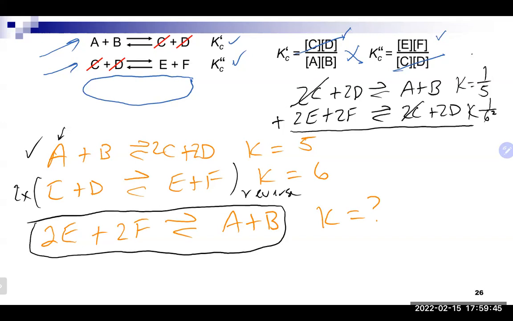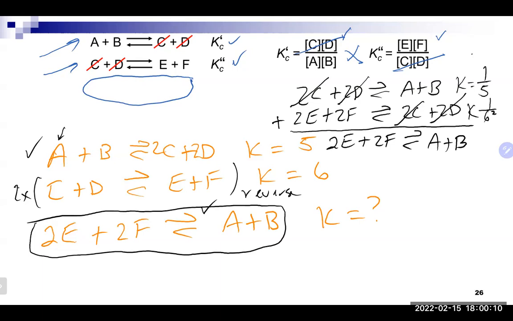In this case, I got 2 C's on the left and 2 on the right, so they cancel. I got 2 D's on the left and 2 D's on the right, which cancel. And if I did this correctly, everybody on the left stays on the left. So that's 2E plus 2F goes to A plus B, which means, did I hit what I'm looking for? I did. In this case, we then need to multiply these K values together.